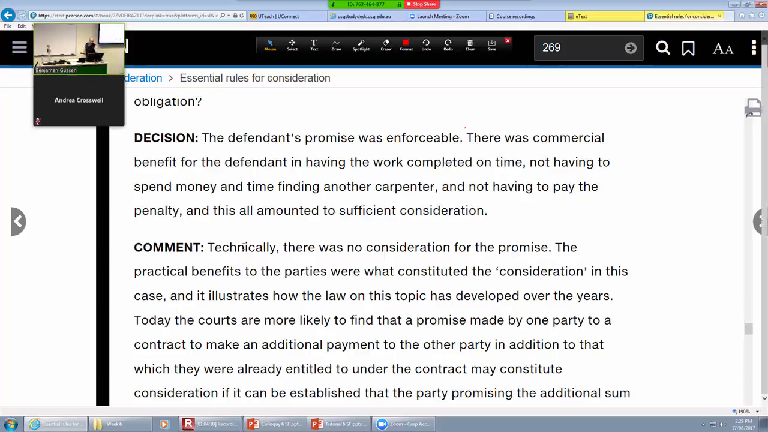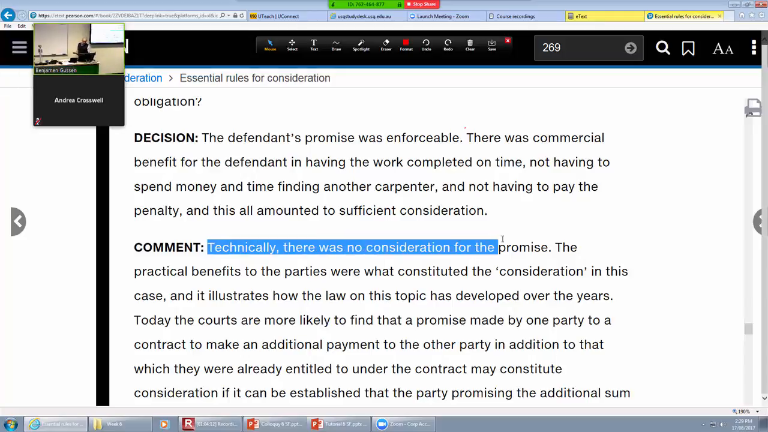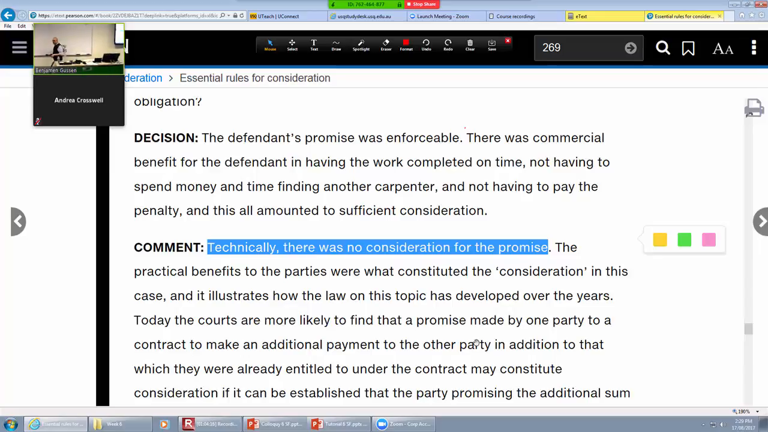Technically, however, so this is the problem with law, or legal theory, technically there is no consideration. Why?